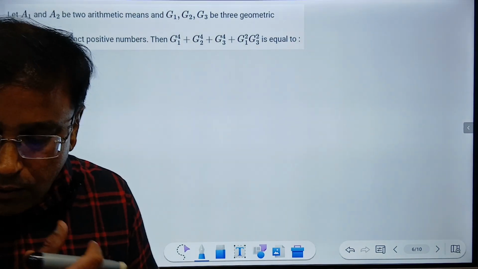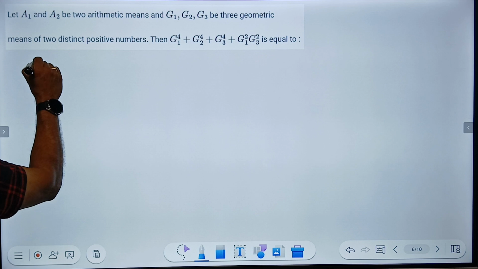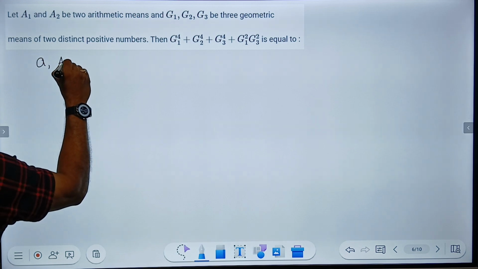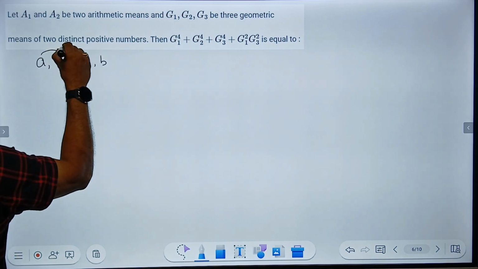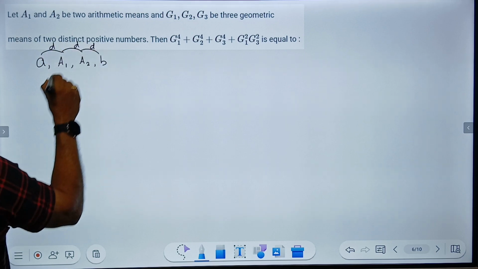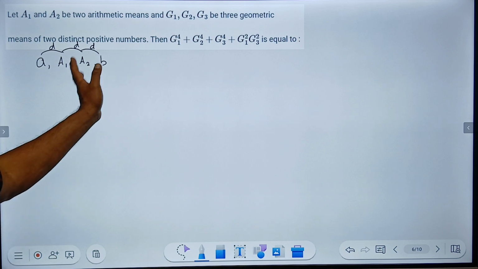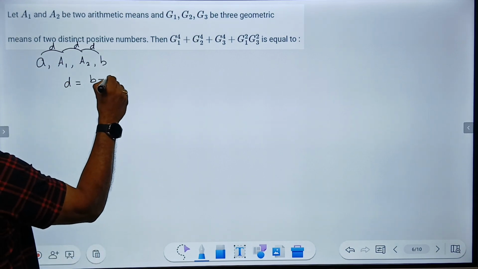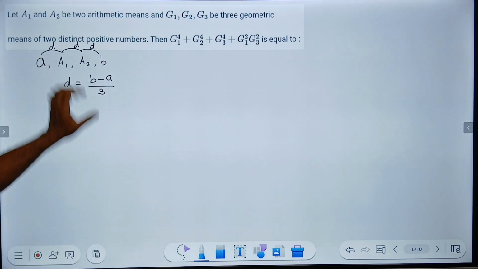Okay. Now, you know very well that if I take the two numbers as A and B, these are the arithmetic means between them, correct? So that means there are three terms separating them with common difference D. So what do you know? The common difference will be B minus A by 3, correct? B minus A by 3.